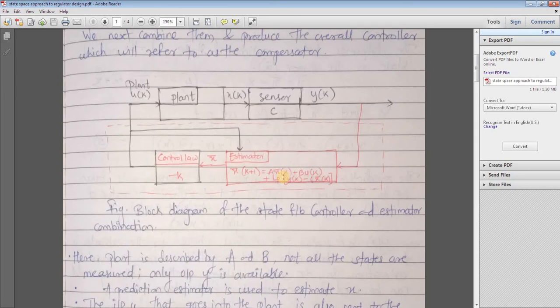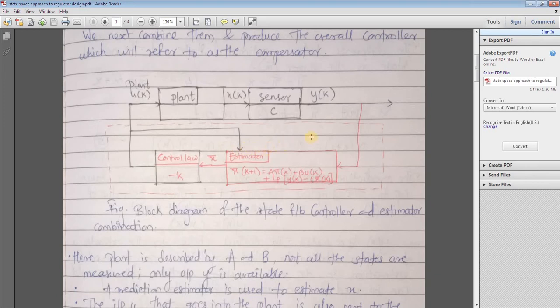Next, all the states are not measured here, only the output y is available. So we assume that a prediction estimator is used to estimate the value of x. The plant input u of k goes into the plant and is also sent to the estimator. So it goes two ways: first to the plant, and it is also sent to the estimator.